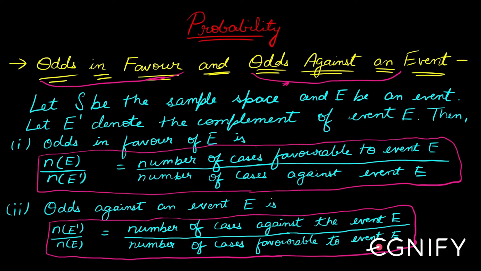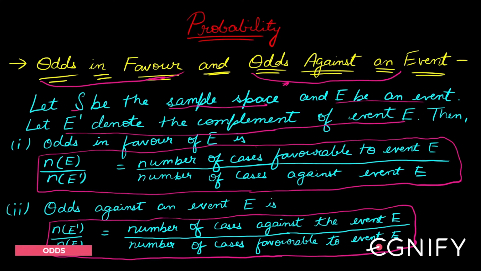So you have S as your sample space as usual, and let E be your event, right? And if E is your event, then E dash denotes the complement of the event E. You already know that. Then the formula for odds in favor of E is the number of elements which are favorable to E divided by the number of elements which are against the event E, right?